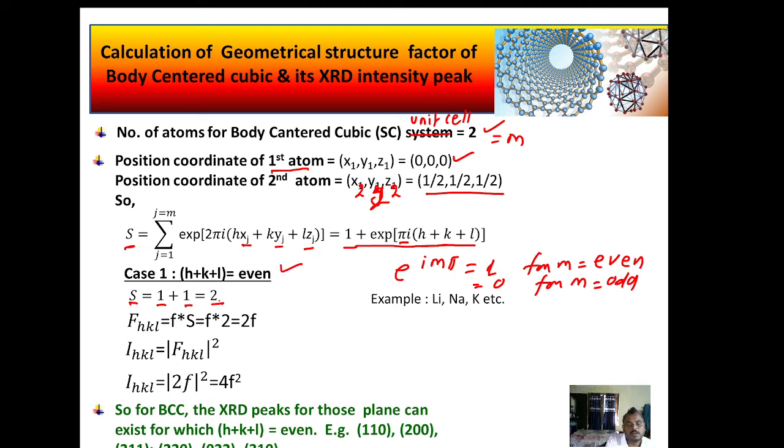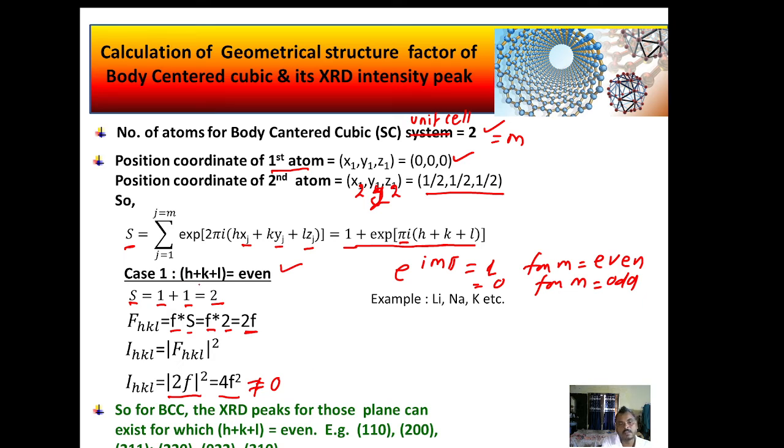Now what is the geometrical structure factor? This will be equal to f into s, where s is equal to 2, so this will give us 2f. Then what will be the intensity? The XRD peak intensity, if you take proportionality constant 1, will be proportional to the square of F, so this will give 4f square, sorry, 2f whole square, that means 4f square. So now you can see the XRD peak will exist for this case, because it is a non-zero value. f is the atomic form factor, so it will always have a non-zero value for the given atoms. So 4f square will be a non-zero value.